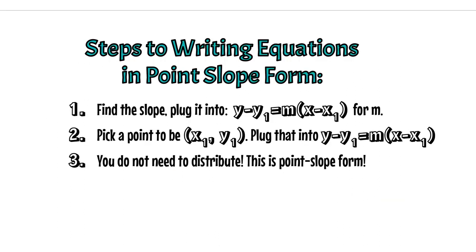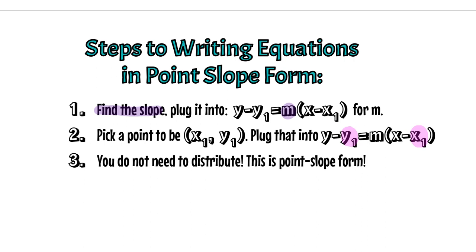So then to write equations in point slope form, we're going to first find the slope. You're going to plug that slope into your equation, y minus y sub 1 equals m times x minus x sub 1. Then you're going to pick a point to be your x sub 1, y sub 1, and you're going to plug those values in for your y sub 1 and your x sub 1 in your equation. And then remember that you're not going to distribute.